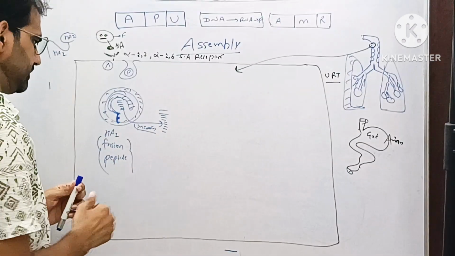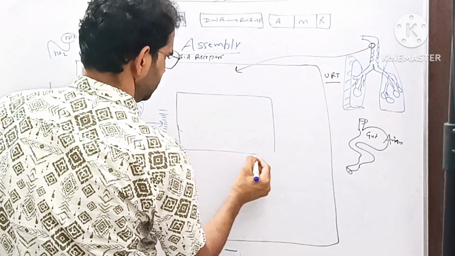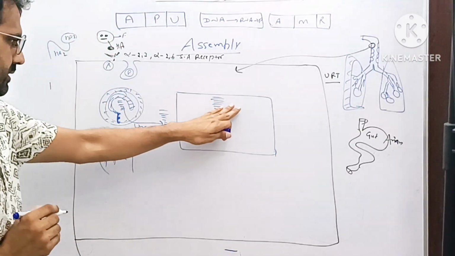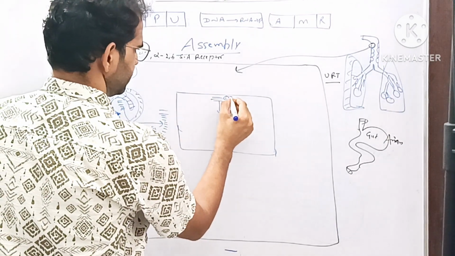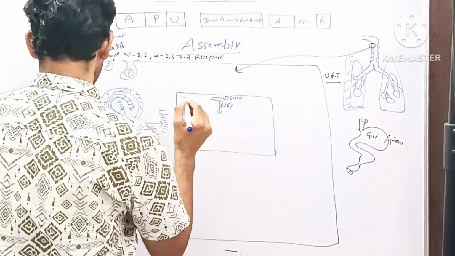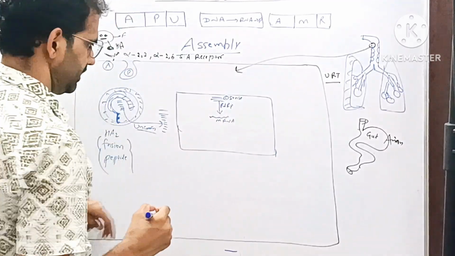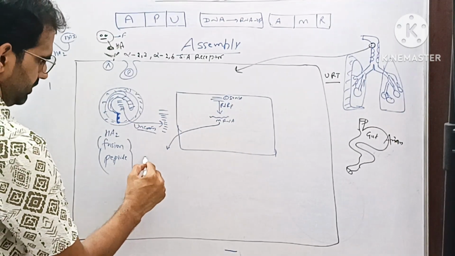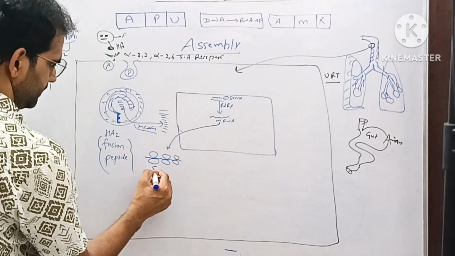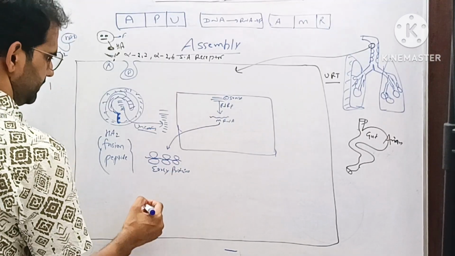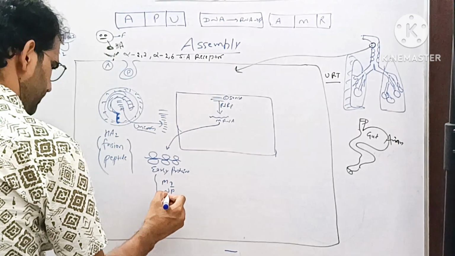This genome will enter the nucleus. Then this genome, which is negative sense, uses the RdRp enzyme and is converted into plus polarity messenger RNA. This messenger RNA comes out in the cytoplasm where you have free ribosomes. Here is the synthesis of early proteins, and these early proteins are M1 protein, nucleoprotein, and polymerases.